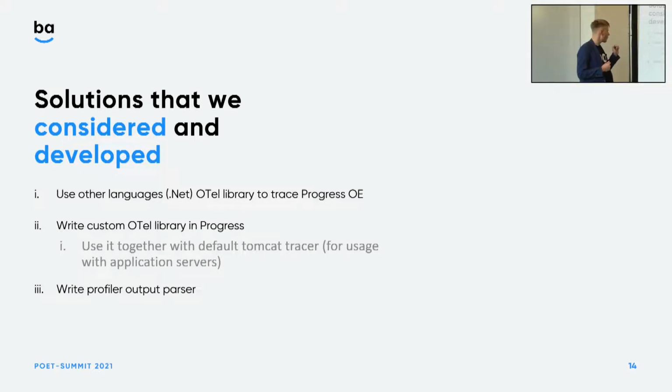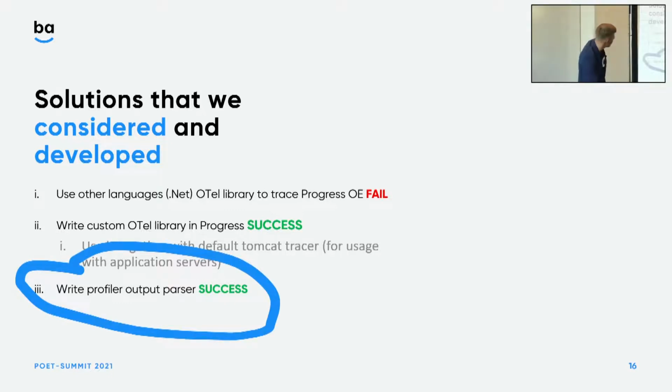We also thought about writing a custom OpenTelemetry library natively in OpenEdge, and then we thought about writing a parser for a tool that's already existing in OpenEdge. So basically, we thought to write a profiler output files parser. Some of these solutions passed, some of these failed. We have implemented both of those solutions, whether it's to write a custom OpenTelemetry library or to write a parser for profiler. And just trust me, don't try to inject more complex .NET code into OpenEdge. It doesn't work. So today I'm going to present to you an OpenEdge profilers parser.